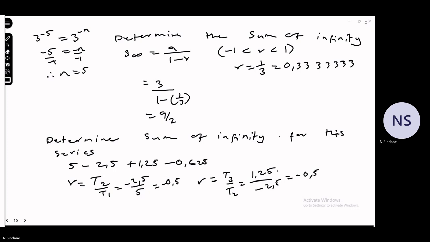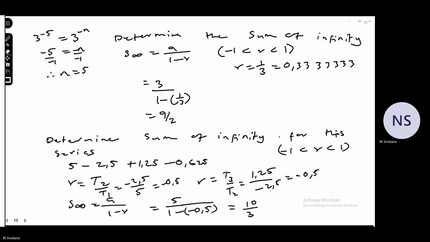So now I can see that this r is between negative 1 and 1. Therefore, I can use sum to infinity is equal to a over 1 minus r. Then this will be 5 divided by 1 minus negative 0.5. Let's see my solution: 5 divided by 1 minus minus 0.5. I'm getting 10 over 3. That is my solution for this question. Let's move on. That is what I wanted to show you when it comes to some of the series.